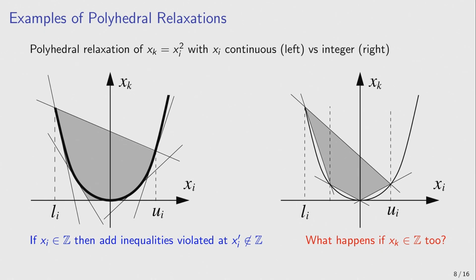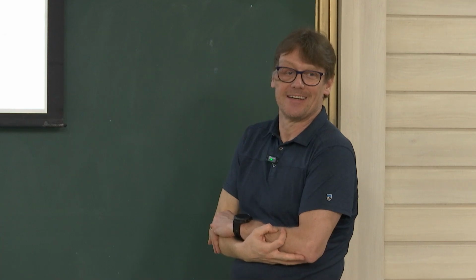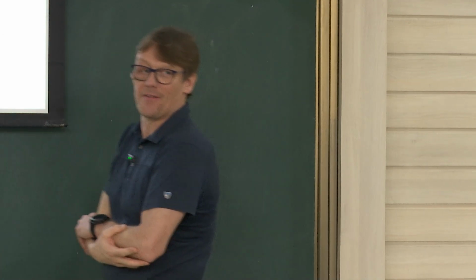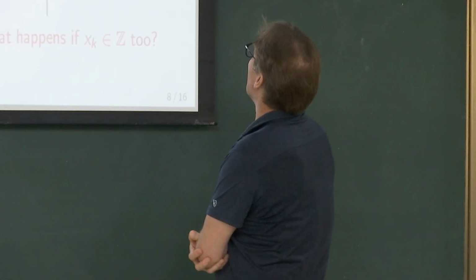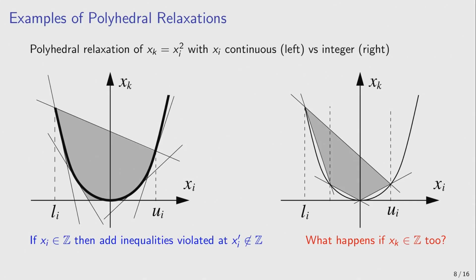Now, quick question, what happens if xk is an integer too? So now I have an integer along the x-axis. If I have an integer on the y-axis, what can I do? Can I improve this further? You don't think so? Who thinks I can improve this further? I'm making this up. I think you can. So if you know that you have integers on the y-axis too, then the feasible set are the integer points, and so you could potentially look at finding the convex hull of those, but that might be harder.